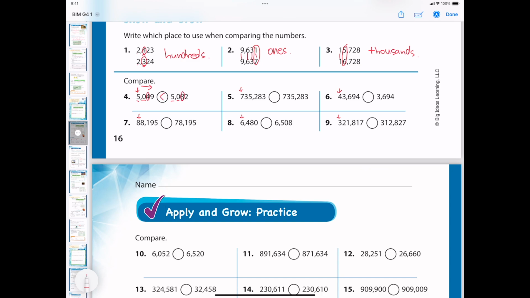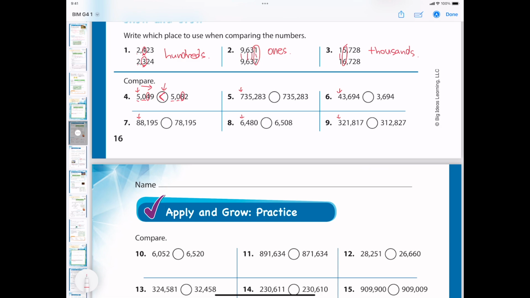Tens place, which is, yes, 5,082 is greater, right? So this sign itself is what? Less sign. Remember hungry alligator, right? So this is less sign. I'm going to just use it, less sign.